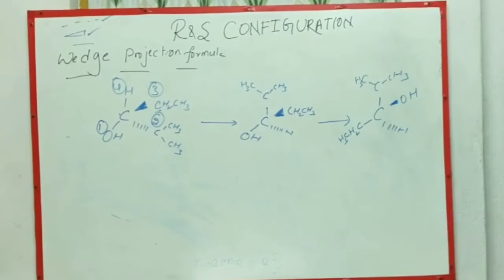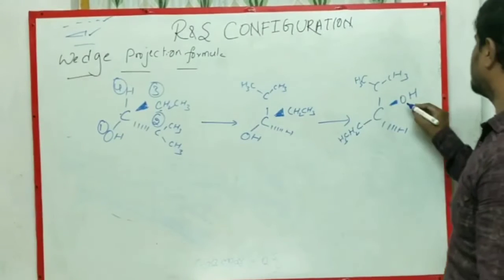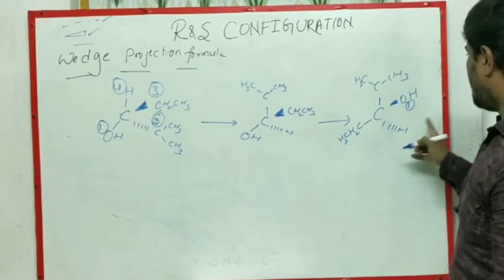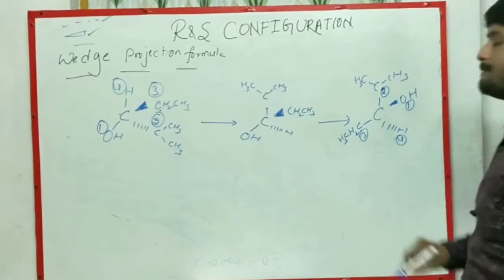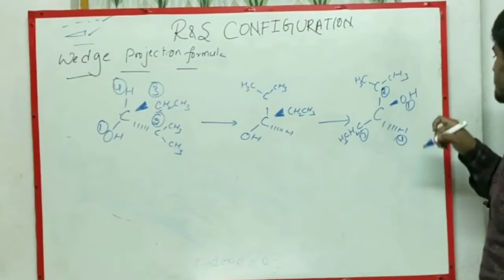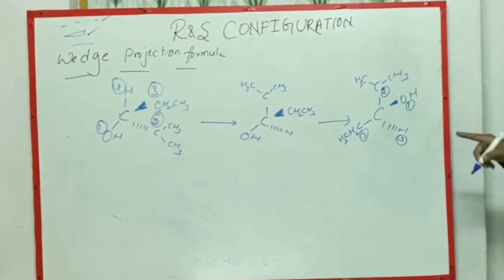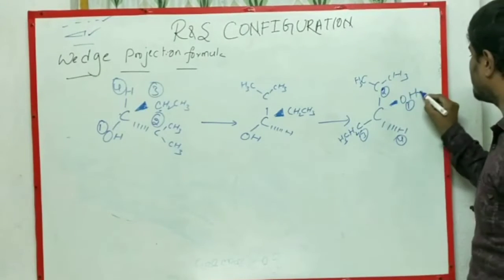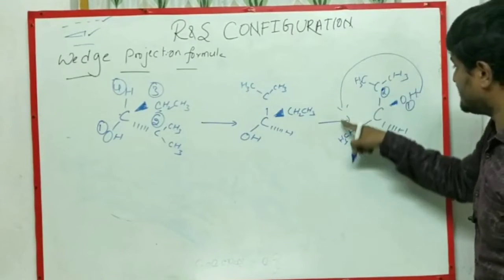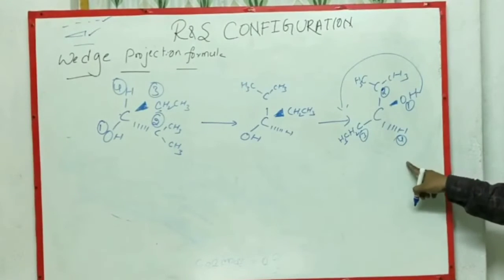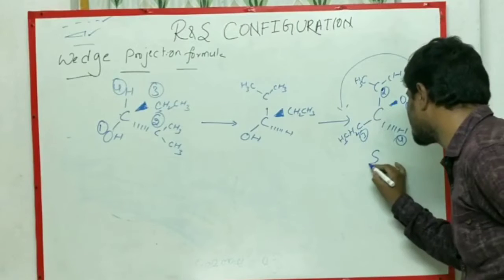Then here we can easily understand the priority. This is first priority O, and second priority, third priority, fourth priority. In this case the way of 1, 2, 3, here 1, 2, 3, is anti-clockwise direction, and again the fourth priority is below the plane. Then the configuration is S.